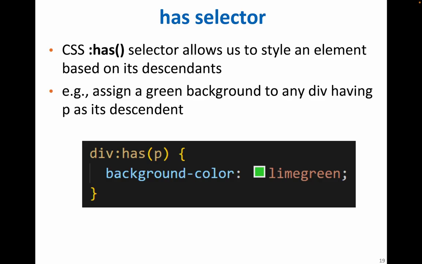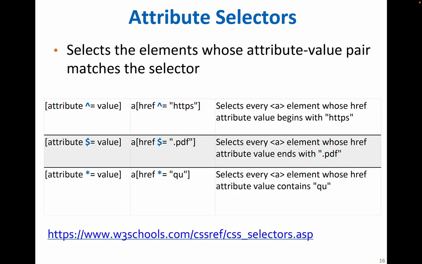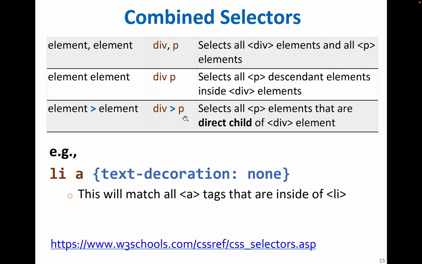Basically, the :has selector allows us to style an element based on its descendants. Look at this: style the div tags if they have a p tag inside them. So you might think of it as the opposite of what we have seen in the previous slides, where we select the p tags that are inside a div tag. Now what we are doing is selecting div tags if they have a p tag in them.